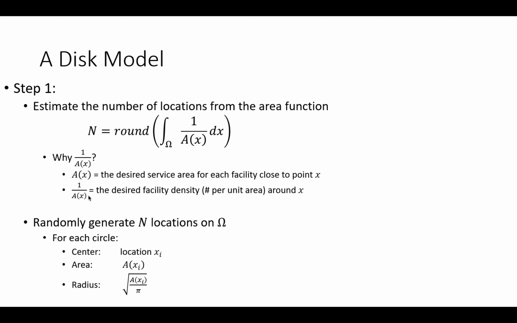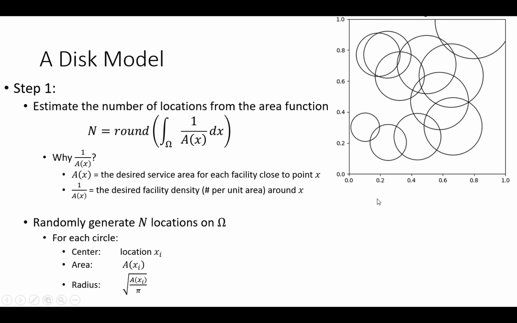And then next, we randomly generate n locations on our domain. In our example, we pick domain 0 to 1 for x and 0 to 1 range for y. Just randomly generate n locations, and we can draw the circles for each location. For each circle, its center is our location xi, just randomly generated. Its area is given by the function a of x.